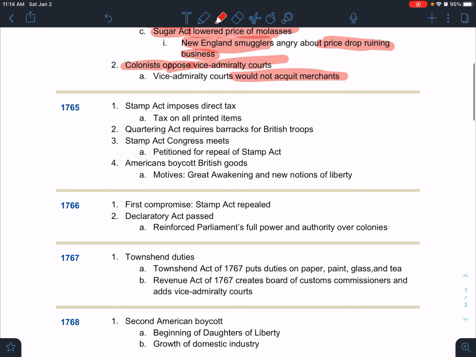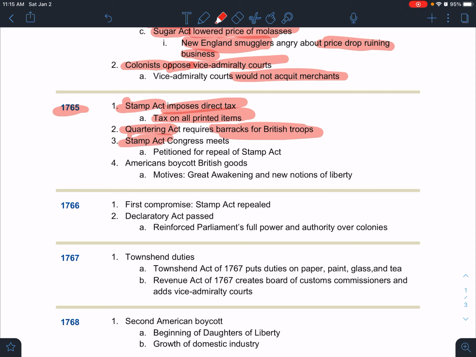In 1765, the Stamp Act imposes a direct tax, and it taxed all printed items. The next one that comes up is the Quartering Act, which required barracks for British troops. So in your house, you would have to be okay with allowing a British soldier to stay in your farmhouse.